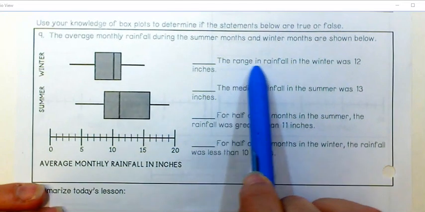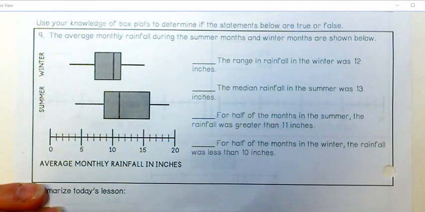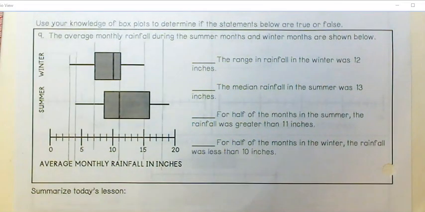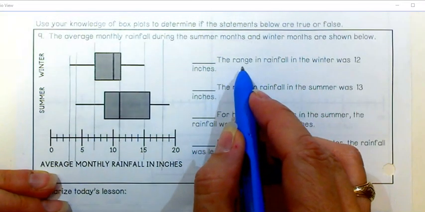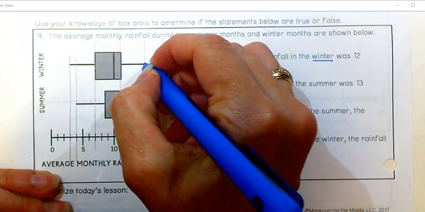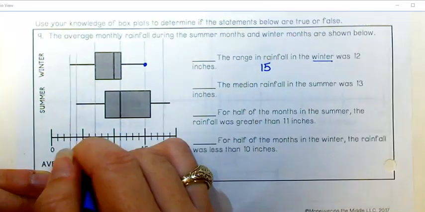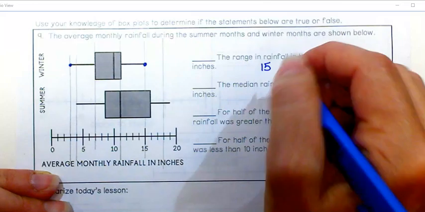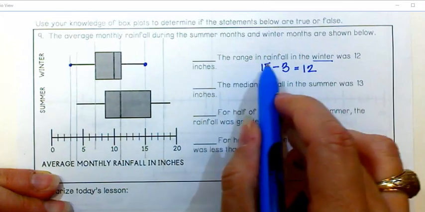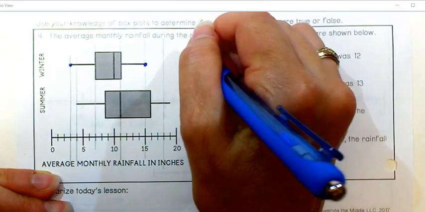The range in rainfall in the winter was 12 inches. Let me get a ruler. What I did is I took a ruler and lightly drew some vertical lines so that I can more clearly see where some of my numbers fall. They want to know about the range for winter. Winter, your max looks like it's 15. Your minimum looks like it's 3. So 15 minus 3 does equal 12. The range in rainfall in the winter was 12 inches. That is true.